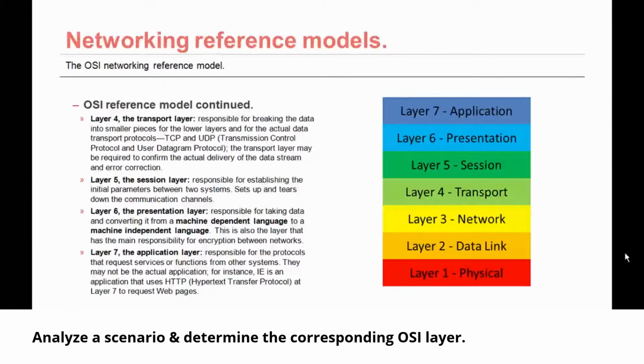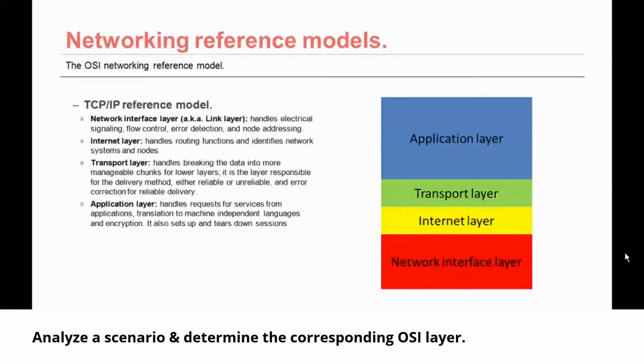And finally, we have Layer 7, the application layer. This is the layer that is responsible for the protocols that request services or functions from other systems. These protocols may not be the actual application. For instance, Internet Explorer is an application that uses HTTP at layer 7 to request web pages.